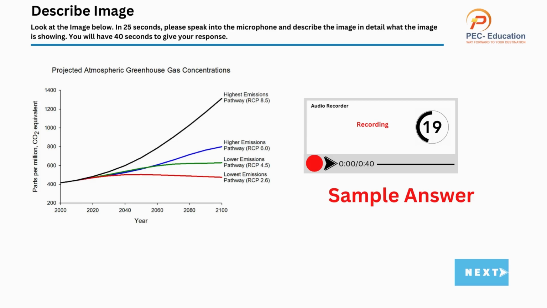The first pathway will be responsible for the highest amount, which is almost 1300 ppm. Then the higher emission pathway, and following this, we can see the lower emission pathway. Finally, there is the lowest emission pathway where the RCP is 2.6.